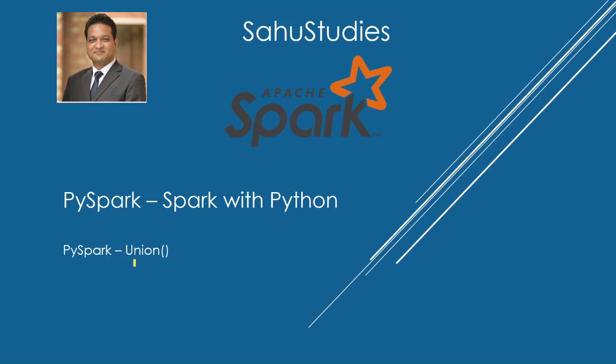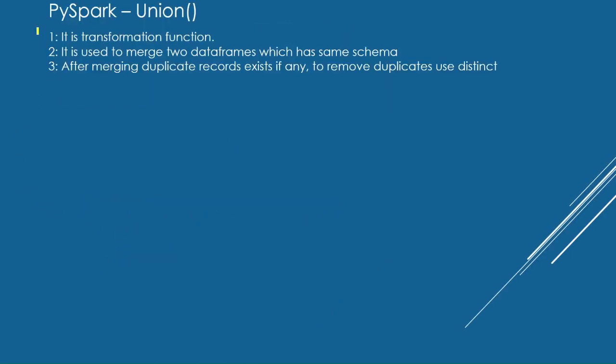In this video, we are going to see how the union function works in PySpark. So what is the union function? It is a transformational function. It is used to merge two data frames which have the same schema.